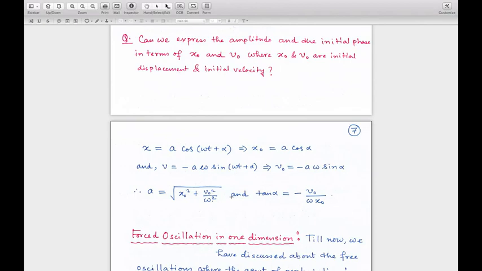You see that if the initial velocity is 0, it immediately tells you that tan alpha will be 0 and alpha will be 0, so you will have 0 initial phase. All of these are possible only because we are working with this specific solution of cosine(omega t plus alpha). If this is sin(omega t plus alpha), I suggest you do the same type of calculation and understand what the dependences are. Are the dependences the same or are they different? Okay, thank you.